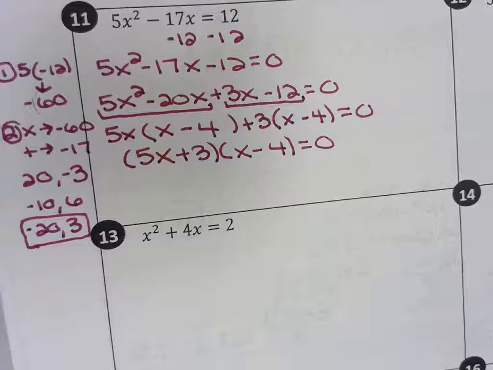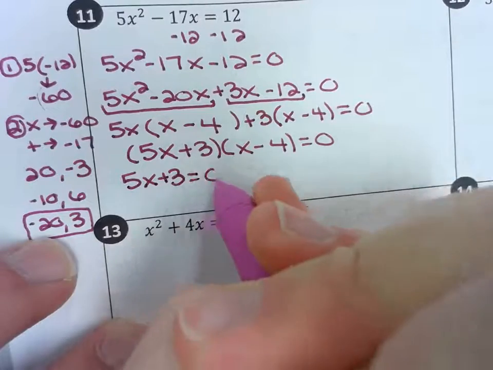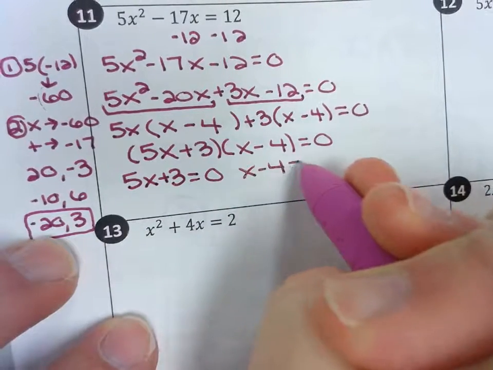Is this solved? Nope. Take each factor and set it equal to 0. 5x plus 3 equals 0. x minus 4 equals 0.